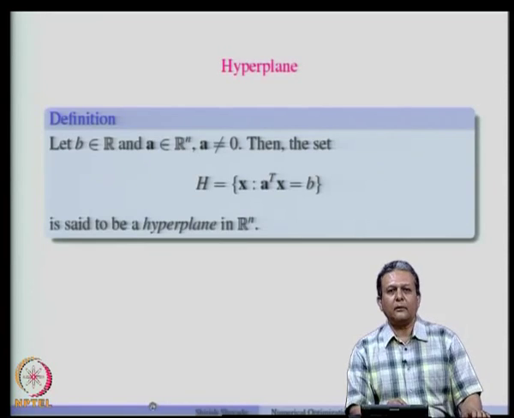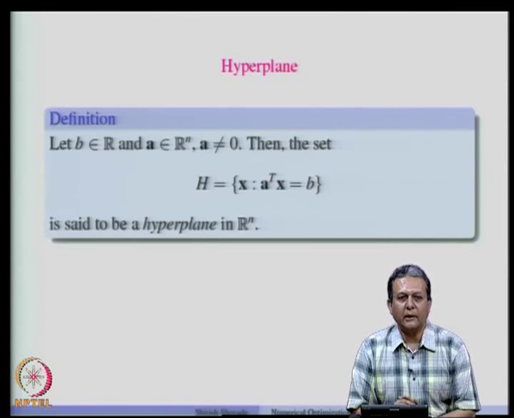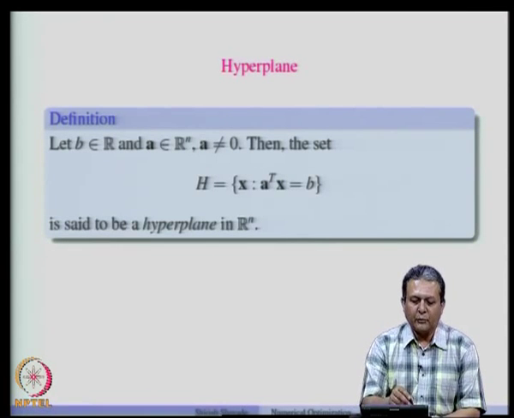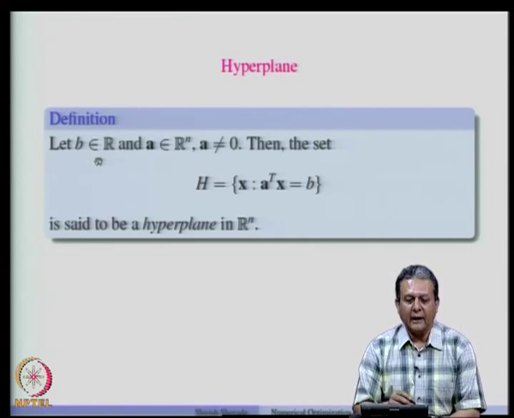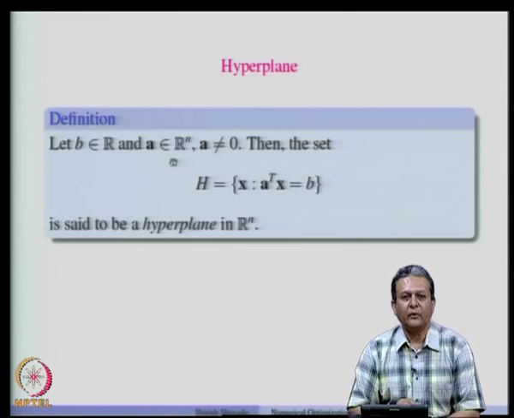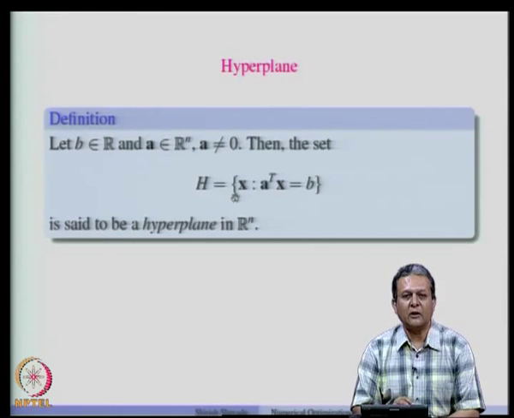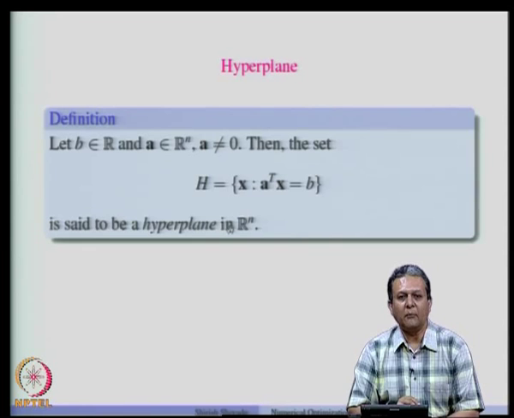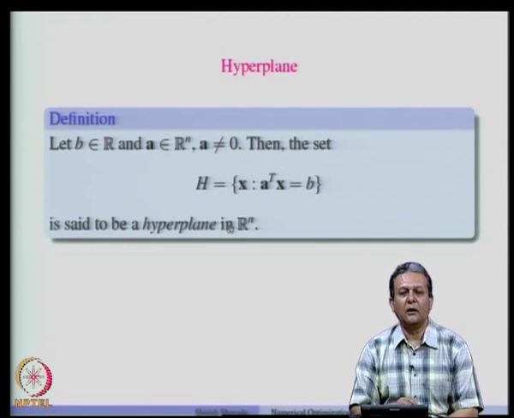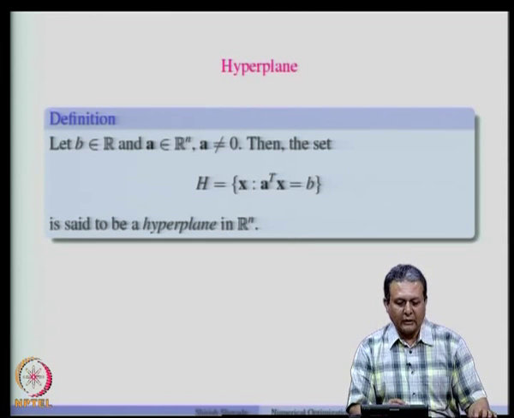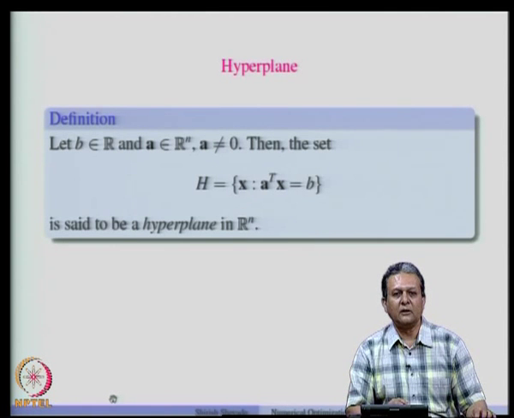Now, let us look at the definition of hyperplane. So, suppose B is a real number and A is a non-zero vector in Rn, then the set H, the set of all x such that A transpose x equal to B, is said to be a hyperplane in Rn. So, let us see the significance of each of these terms in the set H.